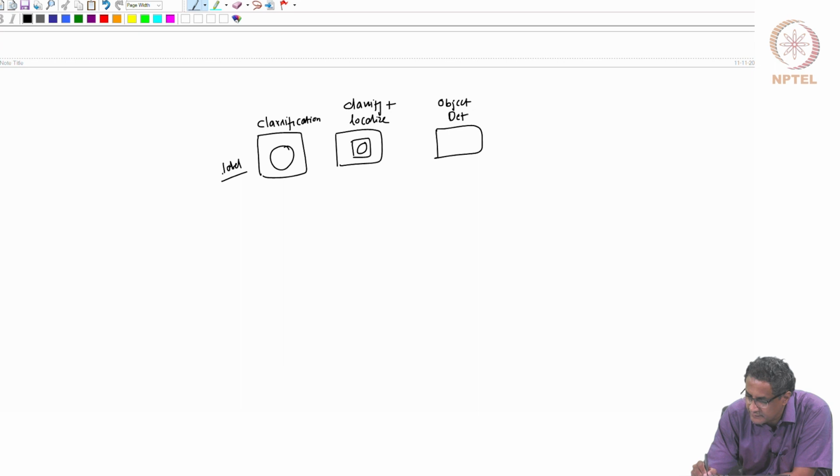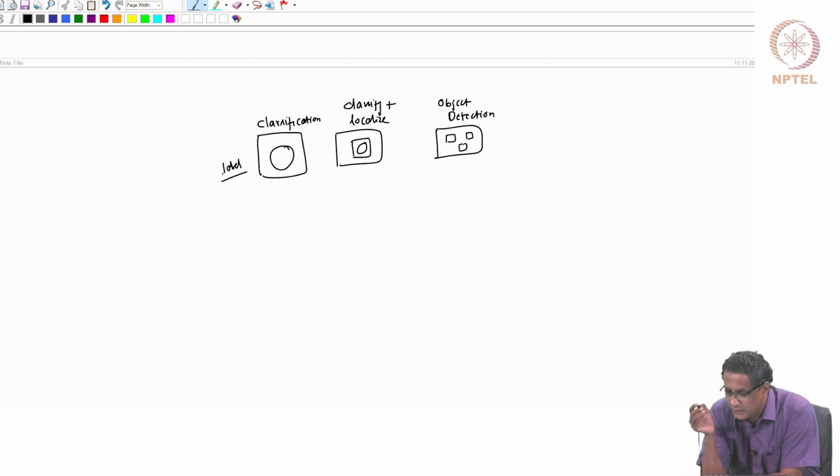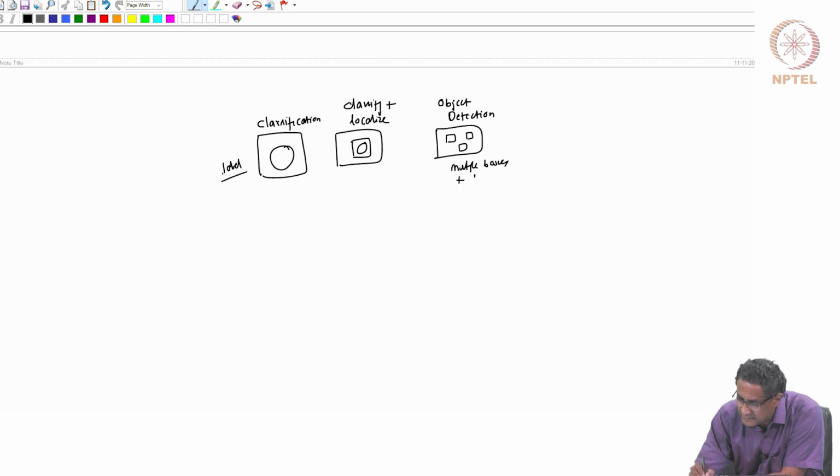This one, detection, is of interest to us today. And here it means that not just one object, you could actually have multiple objects. Some of them could be the same. For example, you could have two dogs within the same image, but then you need a bounding box around each one of them, and you also want to be able to tell what they are. So you have multiple boxes plus labels.